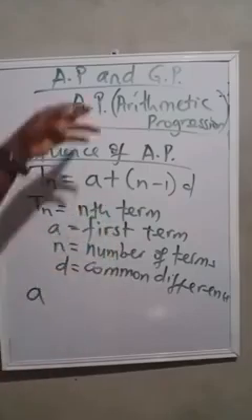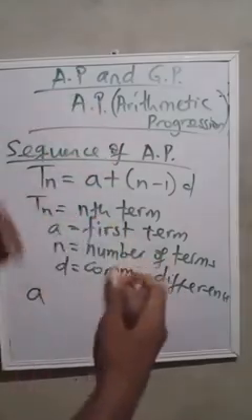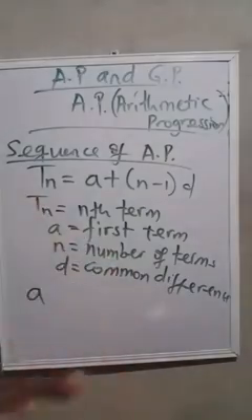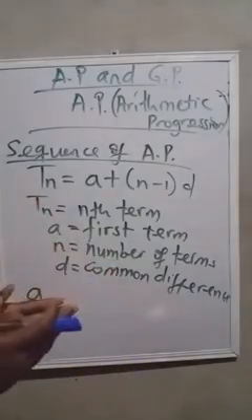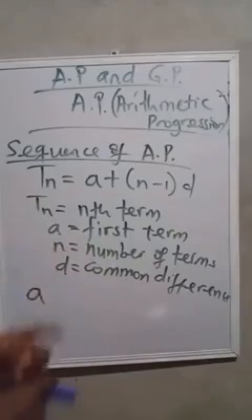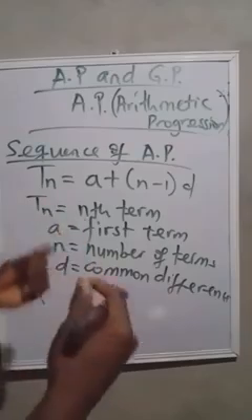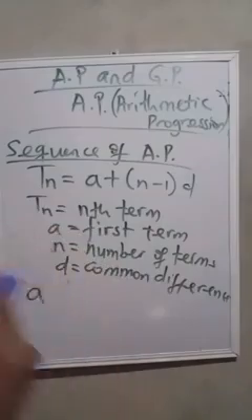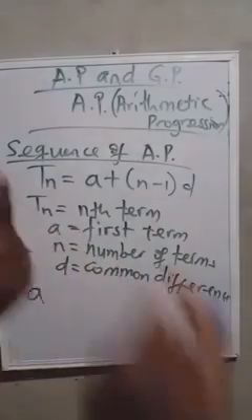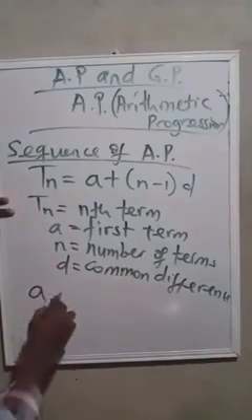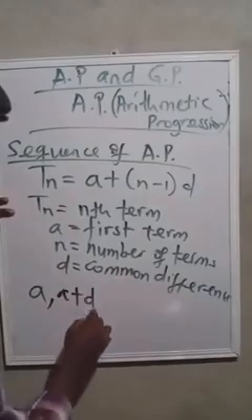Now, we said that arithmetic progression deals with the addition of a common difference to each term. As you add the common difference to the first term, you have the second term. When you add the difference to the second term, you have the third term. When you add your common difference to your third term, you also have the fourth term. The second term is going to be a plus d.